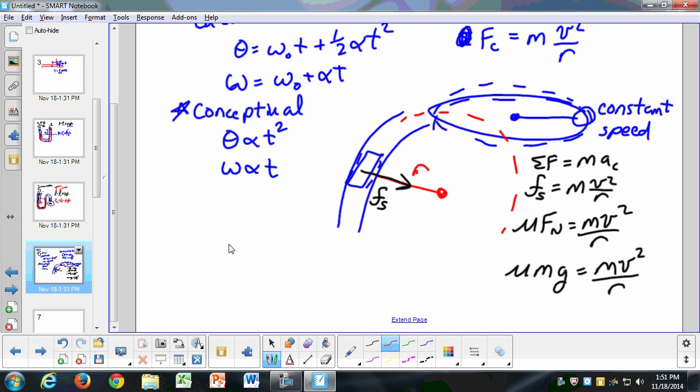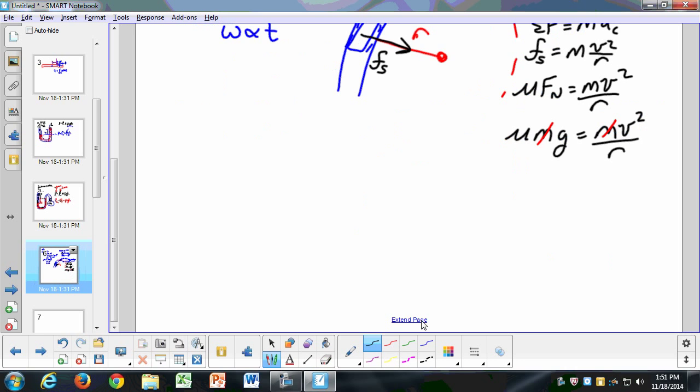And then we can solve this. The m's cancel. Whatever it is that you're solving for, you might be solving for mu, you might be solving for v, whatever. Let's just solve for v. It turns out it's the square root of mu gr. All right, so that's like the maximum safe speed that you can travel around on these. Right, that's our centripetal force, centripetal acceleration.